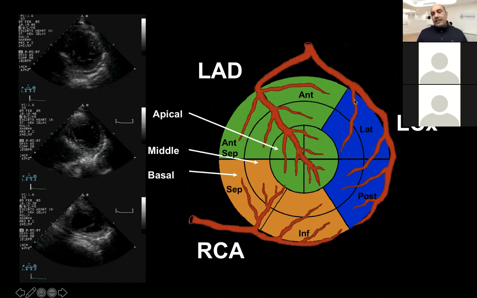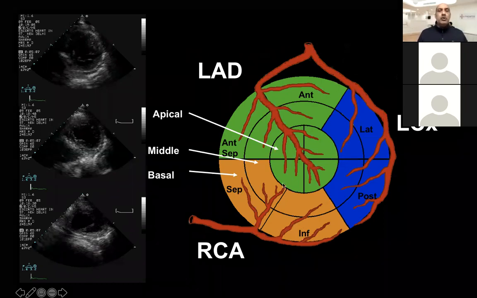On the other hand, the circumflex runs in the AV groove, giving rise to OMs which go from the base to the apex, and they supply the lateral wall and the posterior wall. The PDA is supplying the basal and mid septum, and the PLB is supplying the basal and mid inferior wall. So this is the usual distribution of commonly occurring coronary artery distribution.